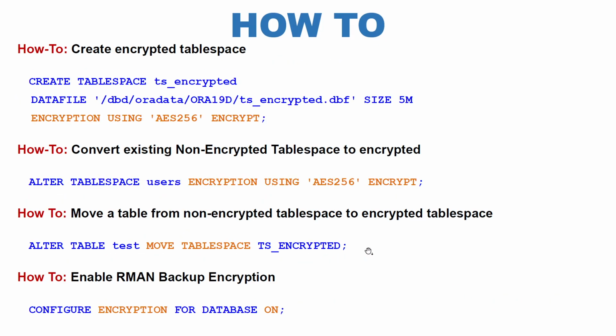Now, if you want to create an encrypted tablespace, you will use the same syntax as you normally would to create one, except you will add an additional clause, encryption using the algorithm, encrypt. If you want to convert a non-encrypted tablespace to encrypted, you will use alter tablespace users, again with the same clause. If you want to move a table that is in a non-encrypted tablespace to an encrypted one, you will use alter table, name of the table, move tablespace, and the name of the encrypted tablespace.